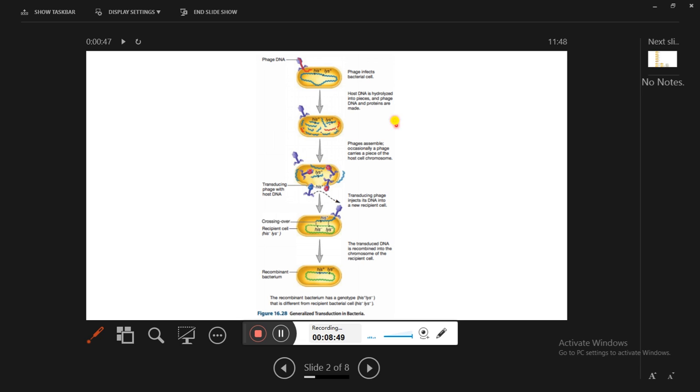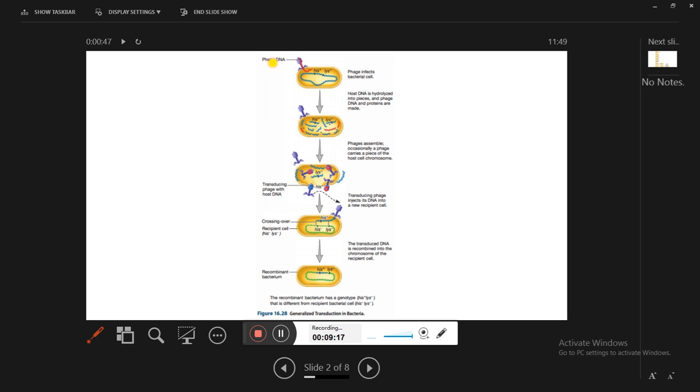In the case of generalized transduction, the bacteriophage is reproduced inside the bacterial cell, where the bacteria contains its DNA. Wherever the bacterial DNA is present, the virus reproduces there. So the transduction in the case of generalized transduction is what we are discussing in this figure.